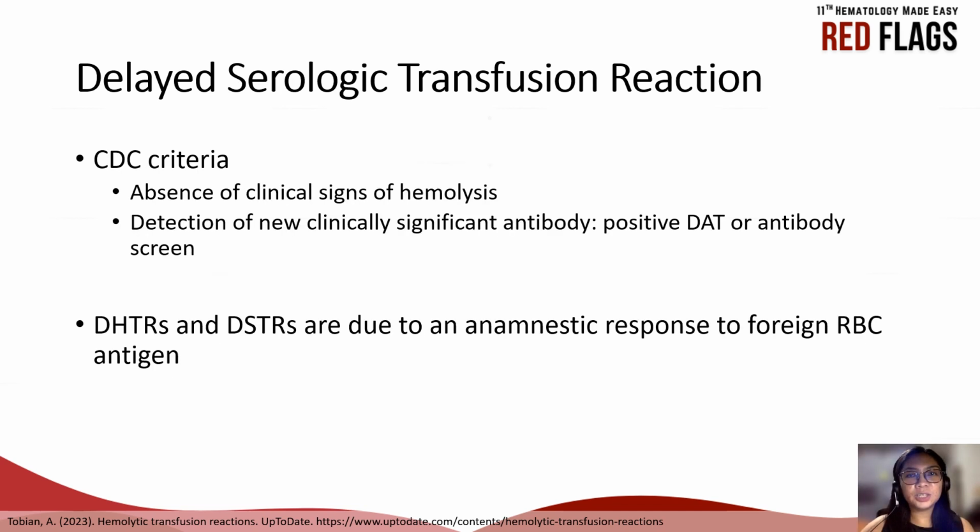Delayed serologic transfusion reactions are identical to DHTRs except that the patients are asymptomatic and lack evidence of hemolysis. CDC defines a DSTR as absence of clinical signs of hemolysis and detection of a new clinically significant antibody by either a positive DAT or a positive antibody screen on subsequent type and screen sample testing. DHTRs and DSTRs are most commonly due to an anamnestic response to a foreign RBC antigen to which the recipient was previously exposed.